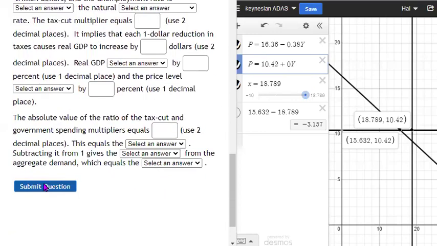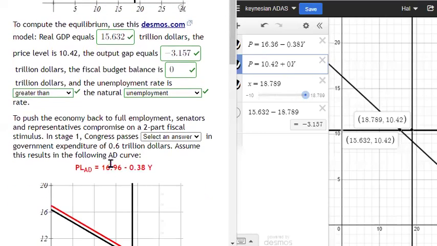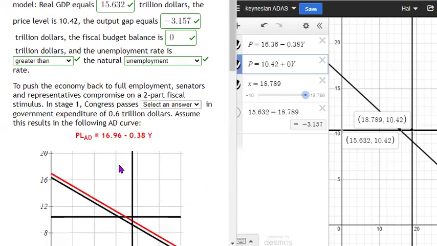So let's go ahead and hit submit here. And we got all the answers correct, right? Now, politicians, policymakers, they want to push the economy back to full employment. Senators and representatives, maybe they end up compromising on a two-part fiscal stimulus, right? Instead, stage one, Congress is going to do what? Maybe they want to do something with government expenditures, right? So to increase overall expenditures in the economy, what can Congress do with its expenditures?